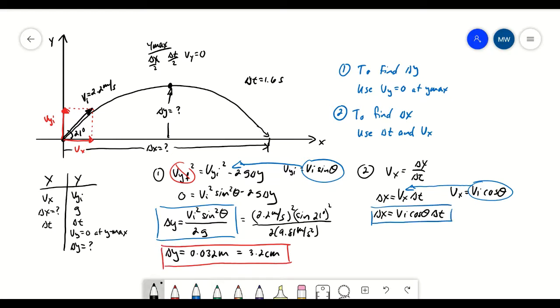So here's our equation that solves for the range. How far does this thing actually jump? So delta x equals, we'll put in our 2.2 meters per second times the cosine of our 21 degrees, and the time of flight is 1.6 seconds. The calculator does most of the work for us, and we get 0.33 meters, or to be consistent with what we did over there, this would be 33 centimeters.